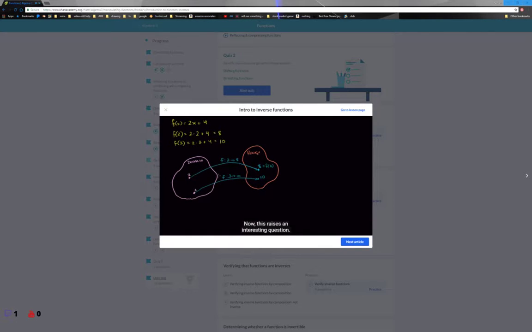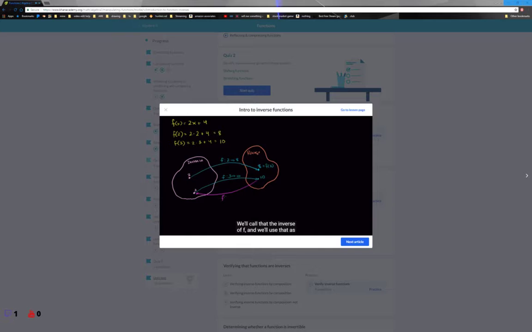Now, this raises an interesting question. Is there a way to get back from 8 to the 2? Or is there a way to go back from the 10 to the 3? Is there some other function, we can call that the inverse of f, that'll take us back from 10 to 3?